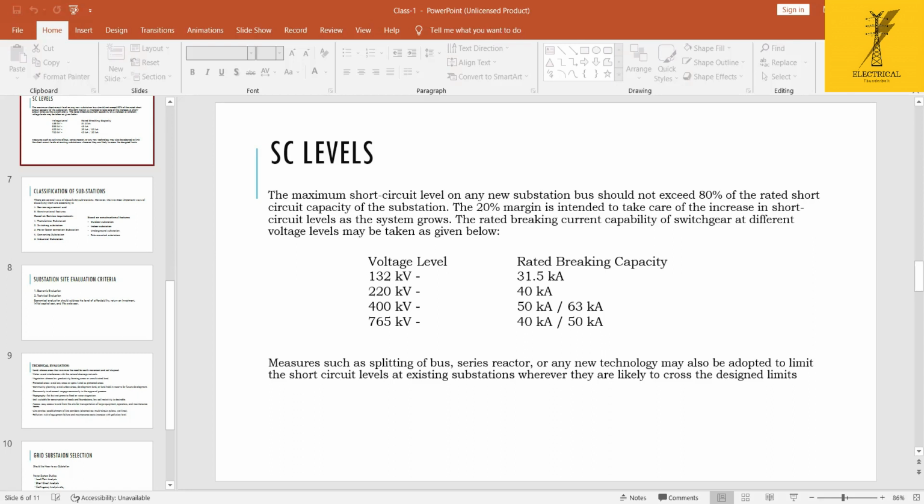Let me share again, go to this. Now I have selected a substation. This is my substation, a 33 kV, 220 kV substation.